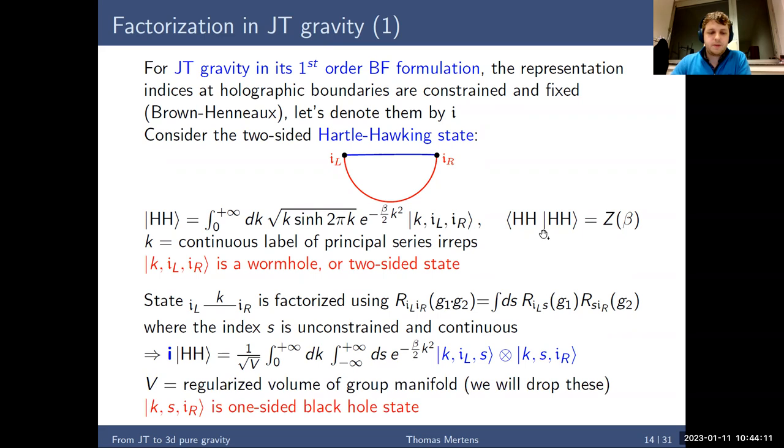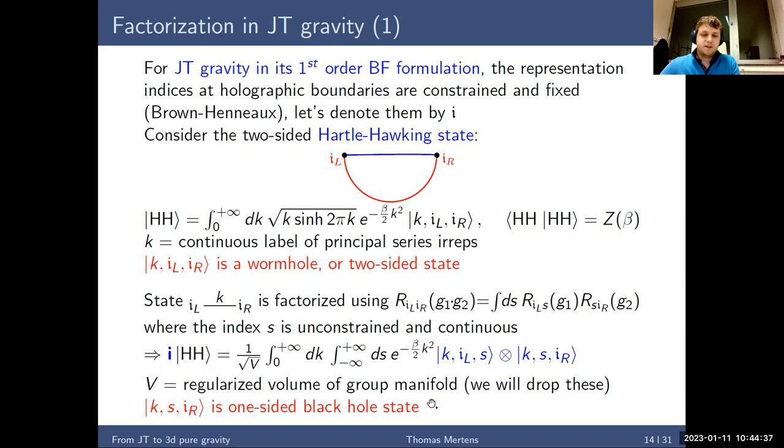Now, a technicality here is that you see this V appearing here. This V is the regularized volume of our group manifold. And because we have a non-compact group manifold, this volume is strictly speaking infinitely large, whereas for a compact one, you can normalize it to be one. So there are these volume factors that appear here, and I will drop these in most of the subsequent things that I want to mention.